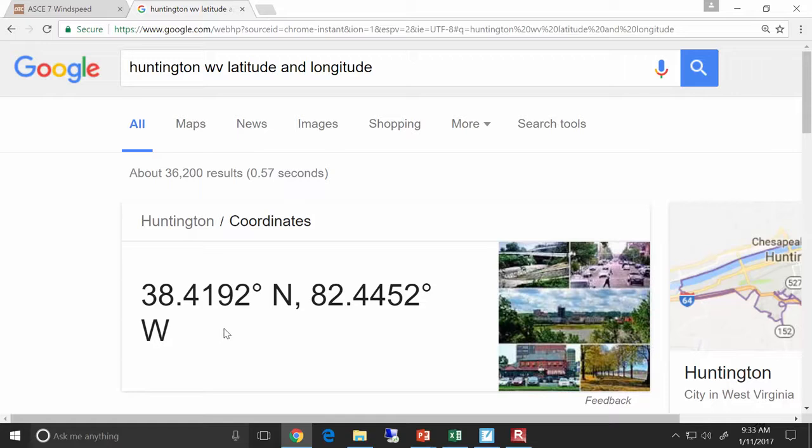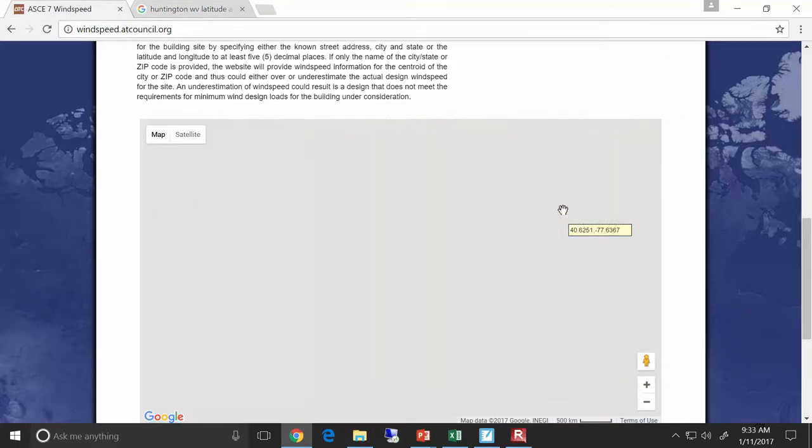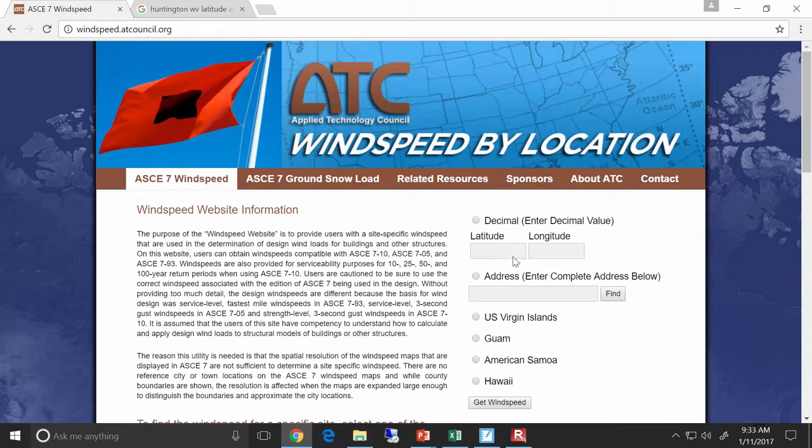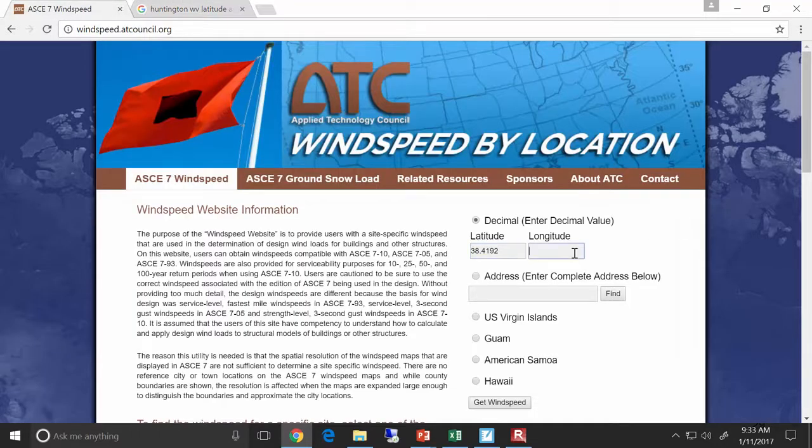In the end, our base wind speed in Huntington is generally going to be the same throughout. Now, our latitude and longitude here is 38.4192 degrees north and 82.4452 degrees west. Okay? So the way that we would enter this is, first off, let's copy and paste this here. So, scroll up. So this is our latitude, and then our longitude right here goes here, but we have to think in terms of our coordinate systems.